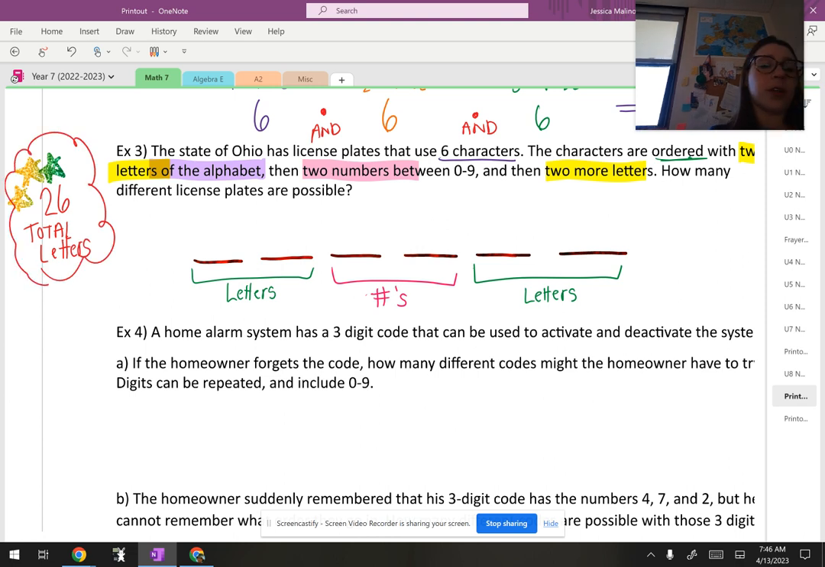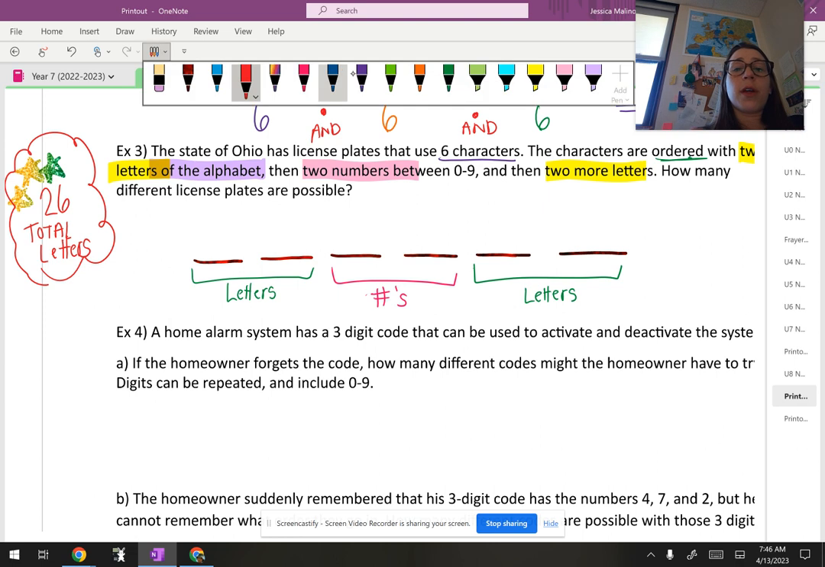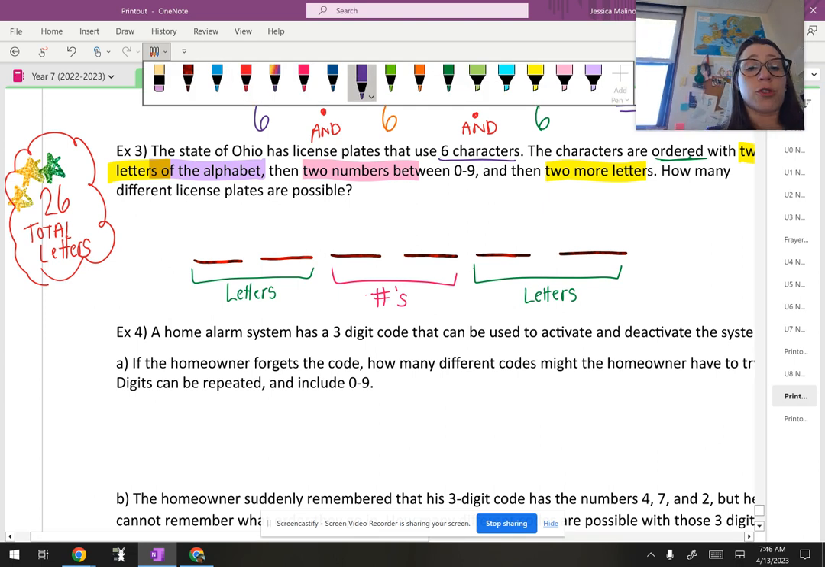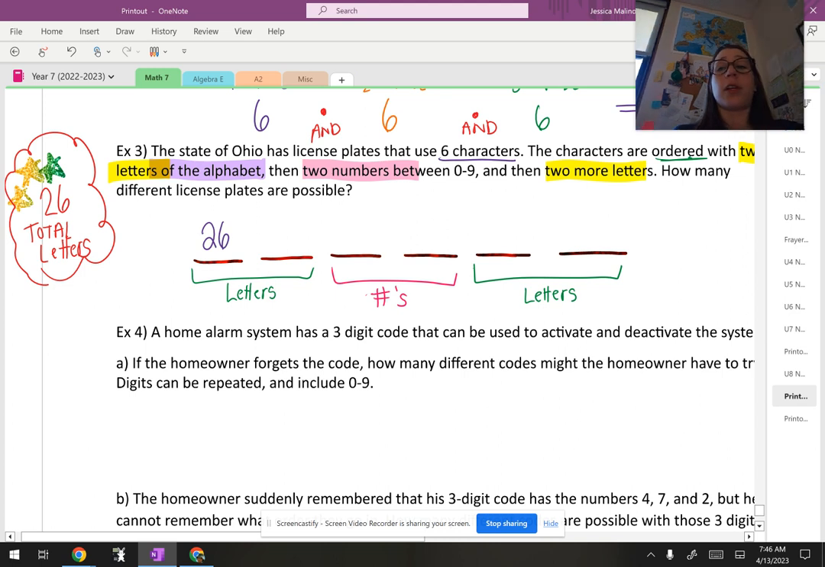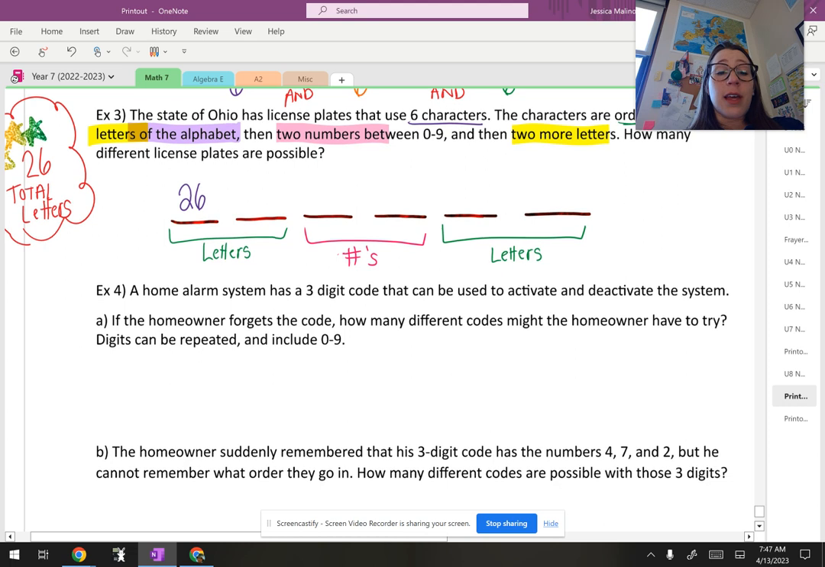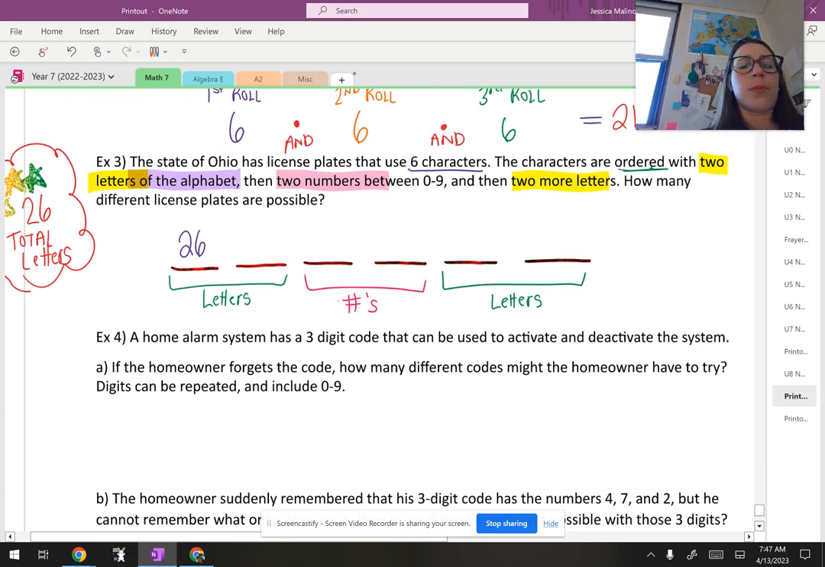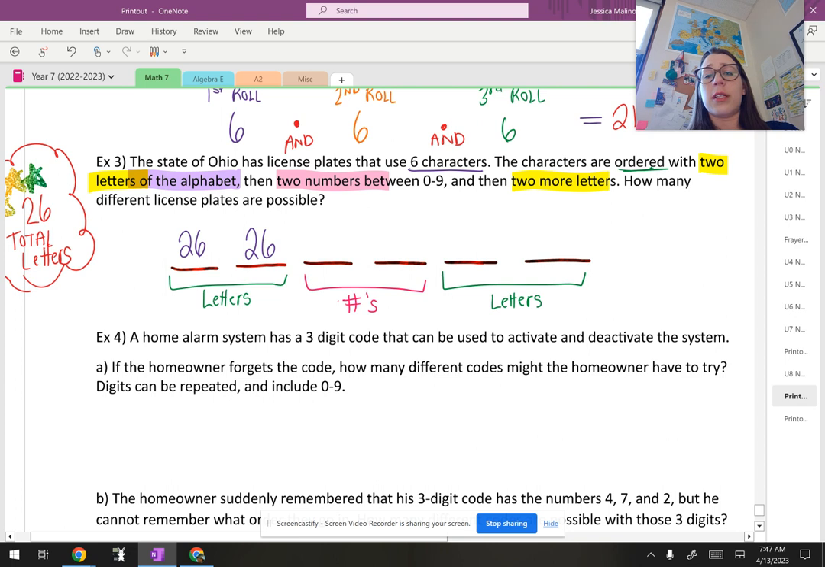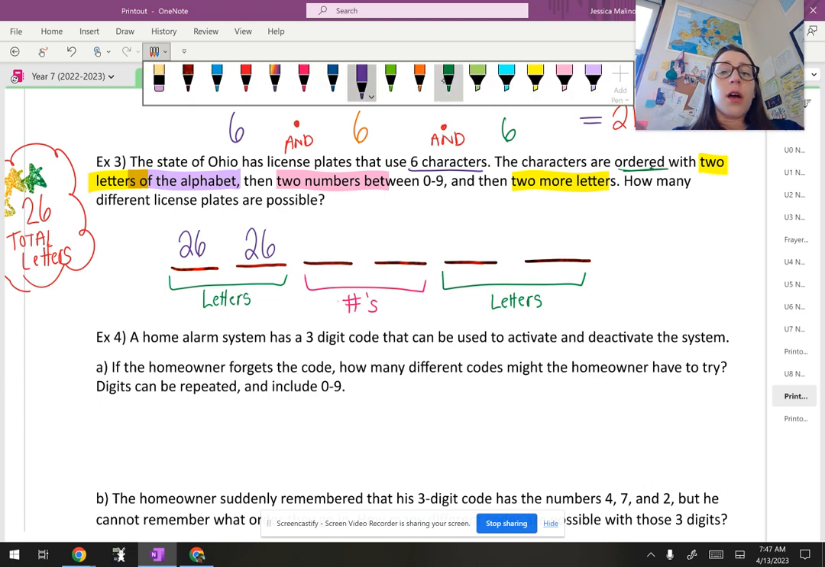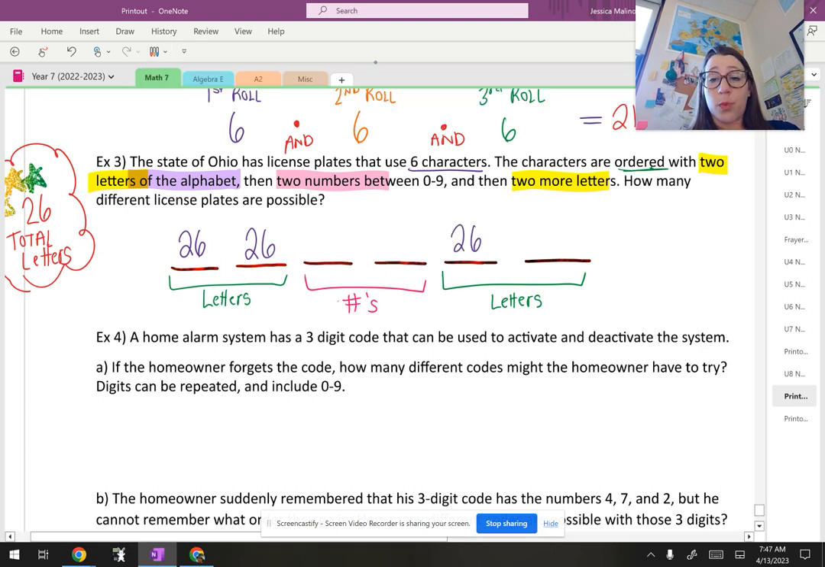So super important piece of information. That means for this first spot here, I have a choice of 26 possible letters. I can use an A, B, a C, or D, and so on. Then the second letter space, I also have 26 possible choices, because nowhere in this problem did it tell me if I could or could not repeat letters. So I'm just going to assume that I can, right? License plates can have the same letter in them multiple times. Which then means I could go ahead and fill in these 2 letters with 26 as well, because I know that I have 26 total letter choices.